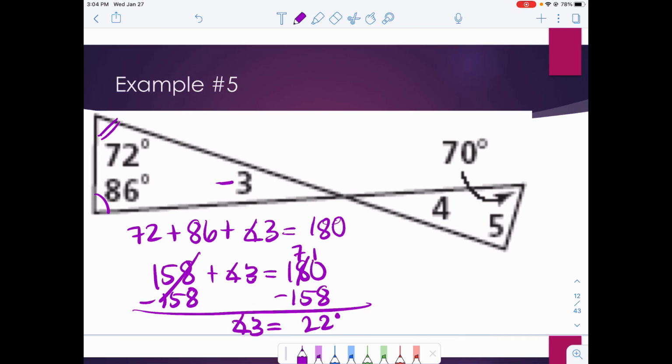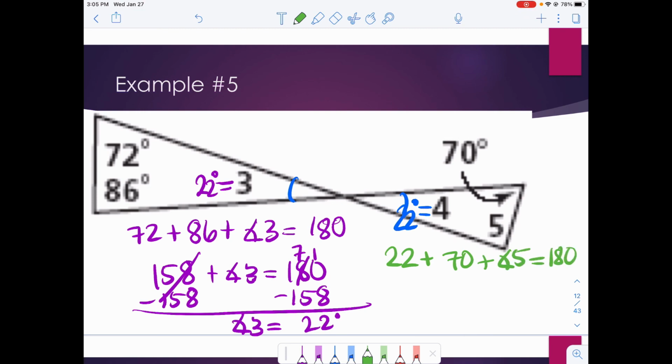Now that I know that, put the information in the diagram. I know that angle 3 is equal to 22 degrees. Because I know that, you should hopefully see that these two angles, what are they? They're vertical angles. And so angle 4 also has to equal 22 degrees. And because of that information we just discovered, we can say that 22 plus 70 plus angle 5 is all equal to 180 degrees. Why is this true? Because we have another triangle.